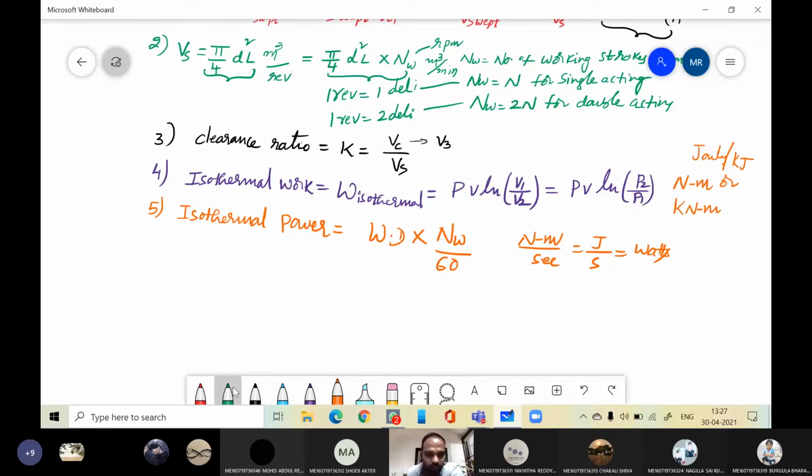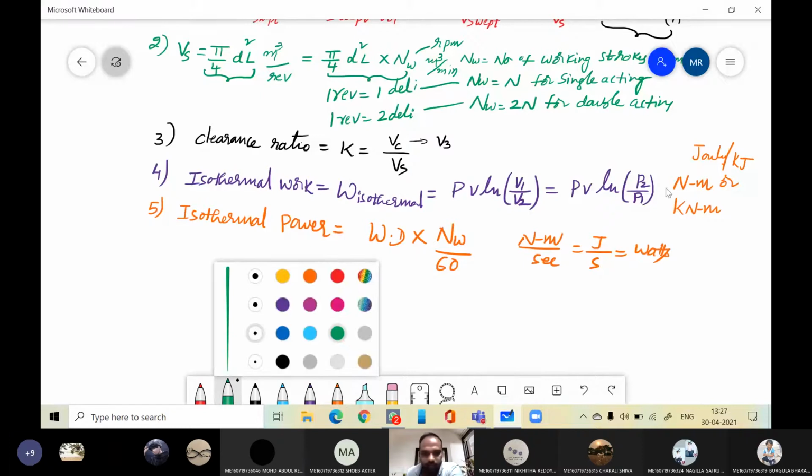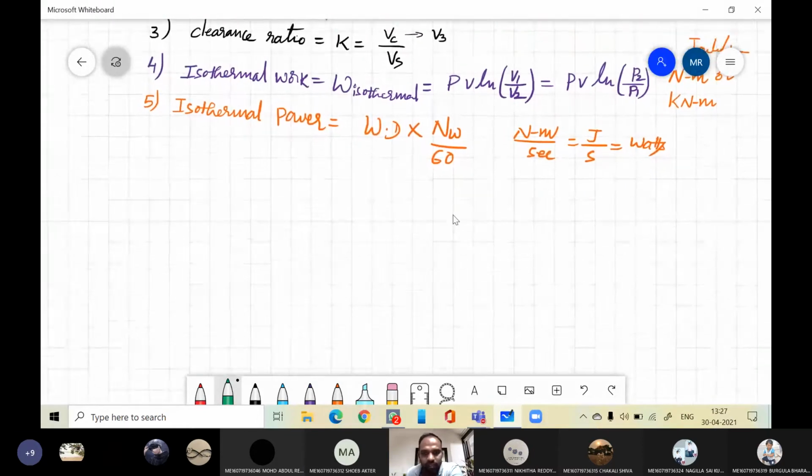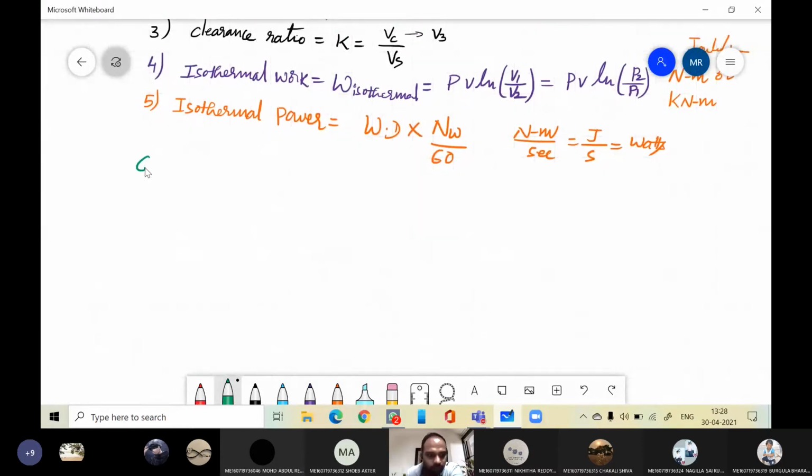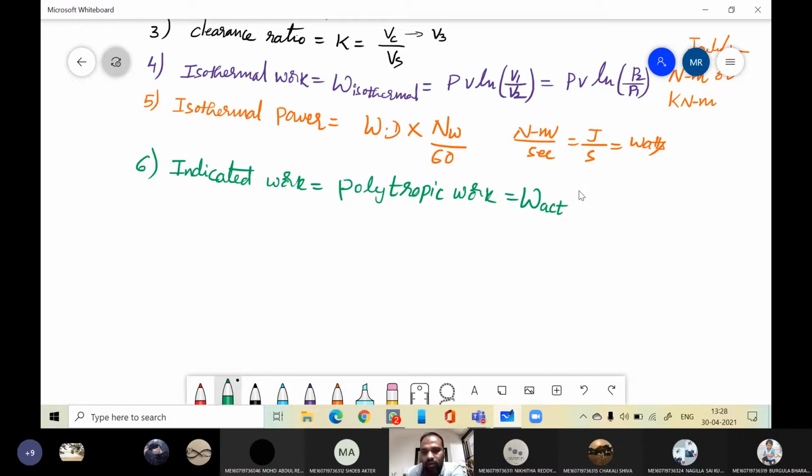Next formula. All of you note down. I expect everyone is copying these formulas, because to solve the problems, everything is required. Now, indicated work. It is also called polytropic work. I am discussing single acting, single stage only. So indicated work, or we can say actual work, we are calling.